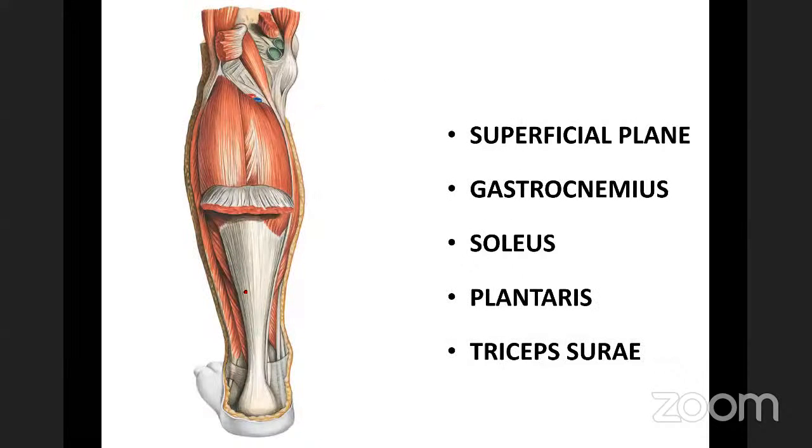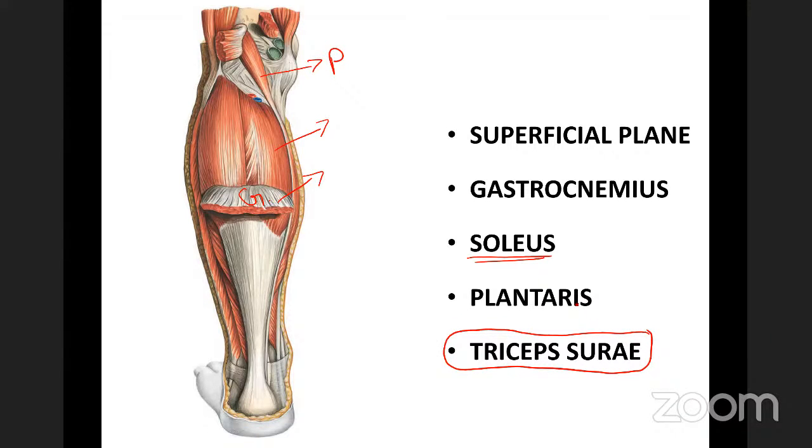First, we will see the superficial plane muscles. The superficial plane muscles are gastrocnemius. This reflected part is called the gastrocnemius. And this sole-shaped muscle is called soleus. This muscle here is called plantaris. And we have already discussed the triceps surae here. So the superficial muscles are three muscles: the gastrocnemius, the soleus, and the plantaris. All the three muscles joined together are called triceps surae. This is the MCQ question, so please pay attention.